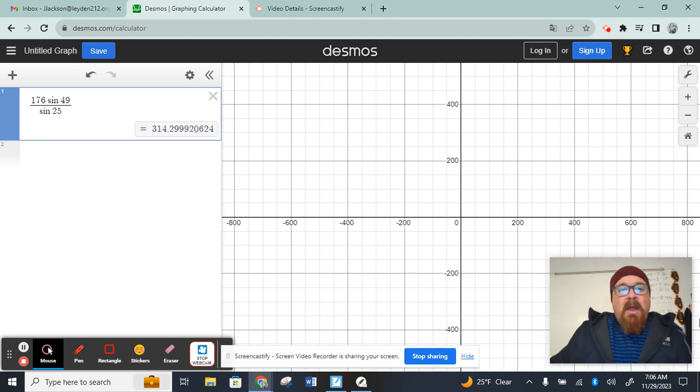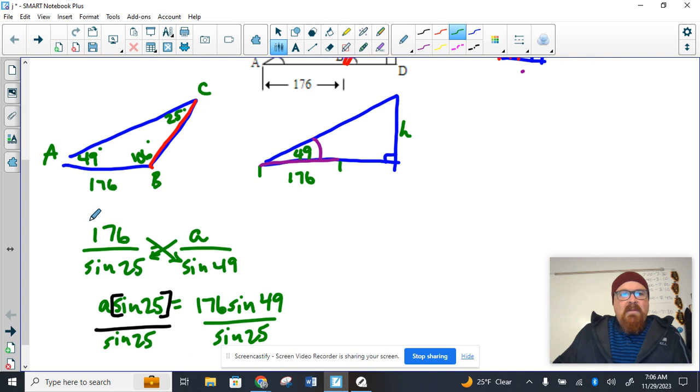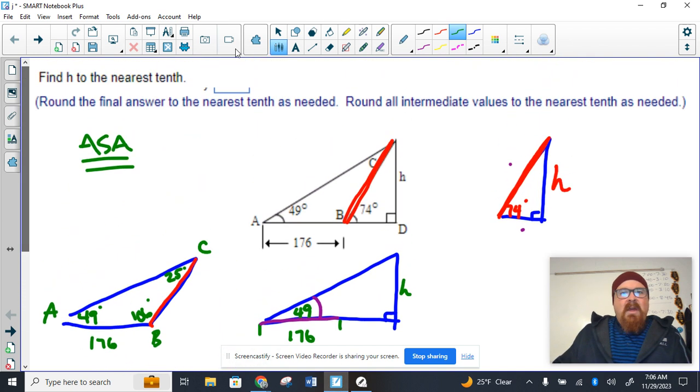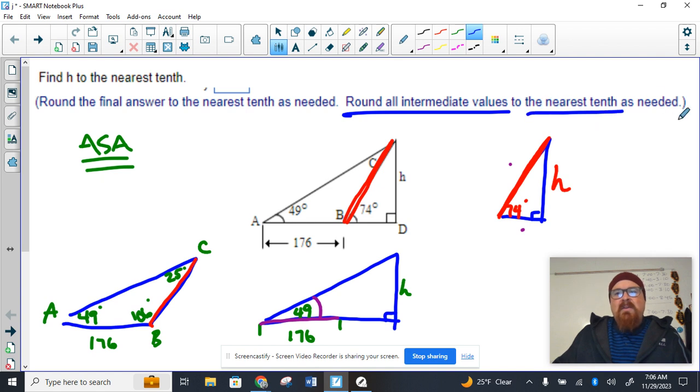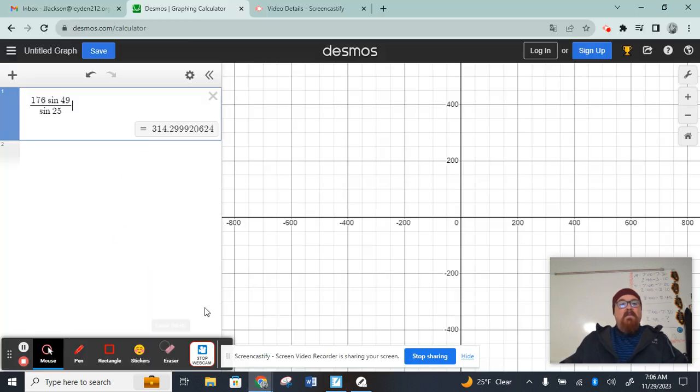314.299, and so on. Let's go back and look because I jumped over this part for MyMathLab. It says round all intermediate values to the nearest tenth. Intermediate values are those values that we're solving for in the middle of the problem. As we're using some of these outputs to then continue to solve the problem, they're saying it's okay to round to the nearest tenth. So when we look at our answer here, we'll call this 314.3.